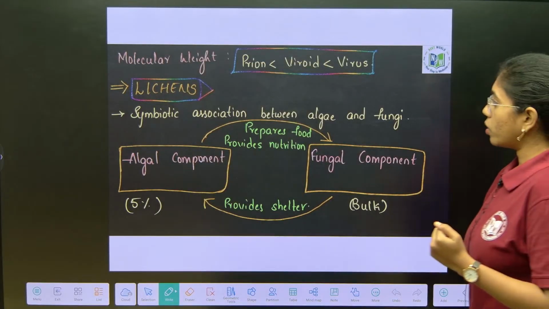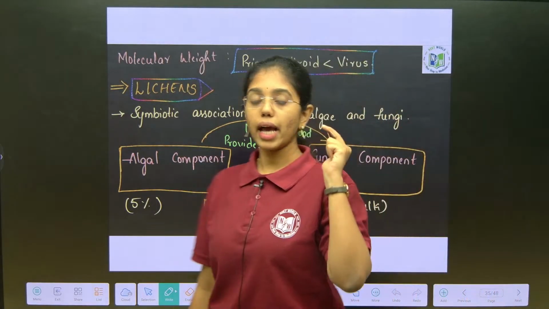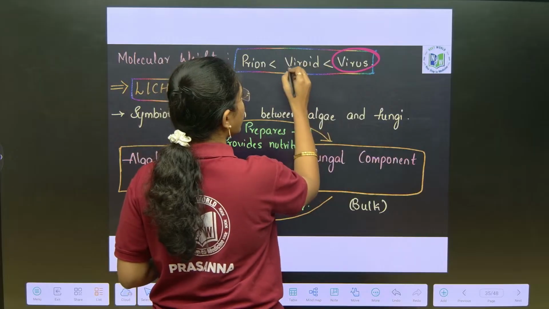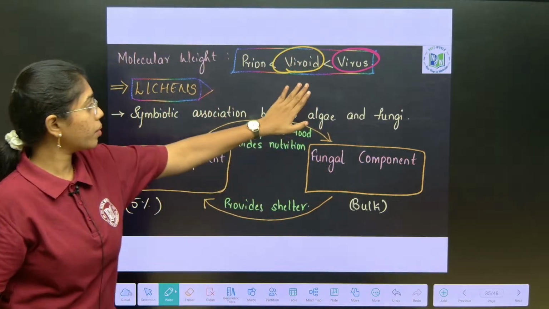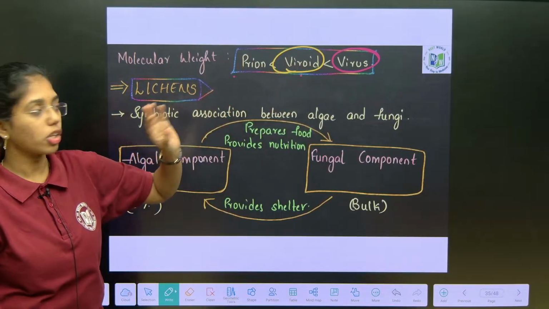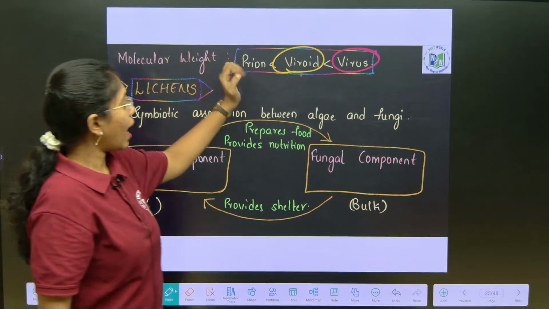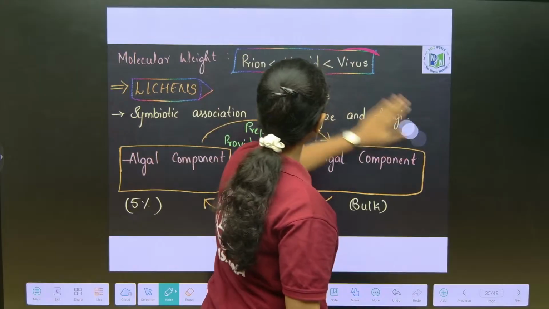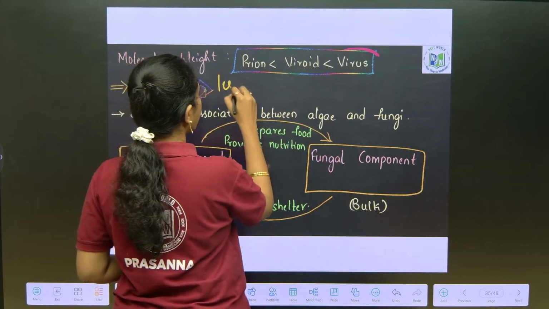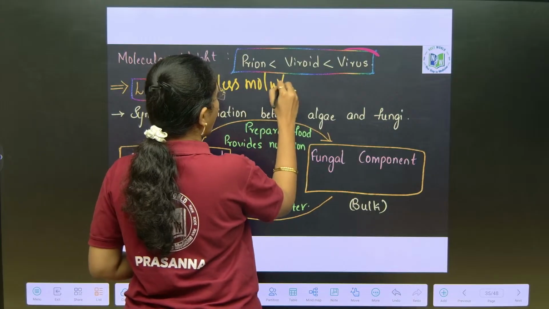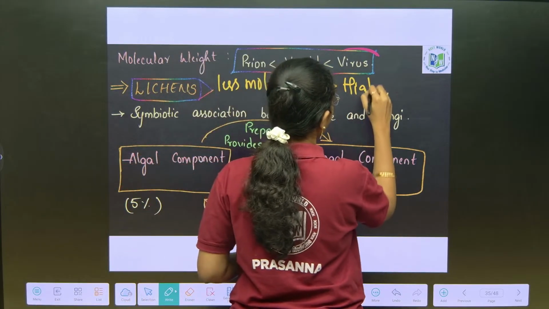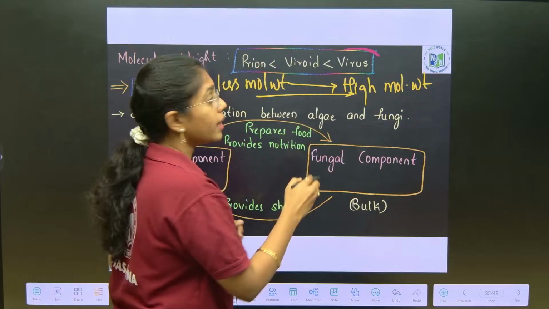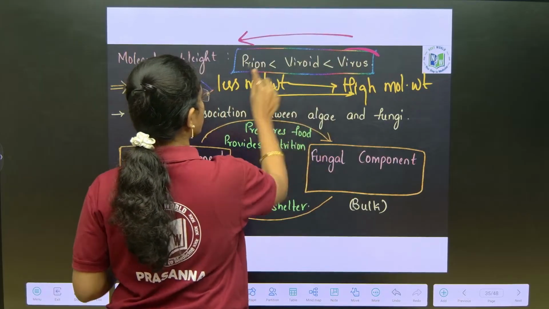If you have to see the molecular weight of prion, viroid and virus: virus is of high molecular weight. After that comes viroid, the single stranded RNA genetic material, and after that the prion, whose molecular weight is the least. So in ascending order, from low molecular weight to high molecular weight, it goes prion, viroid, virus. In descending order, the direction is from virus to prion.